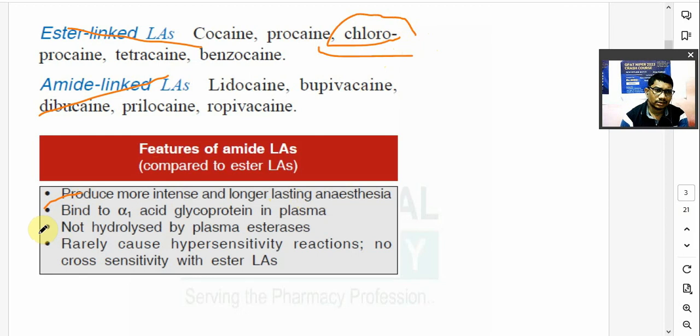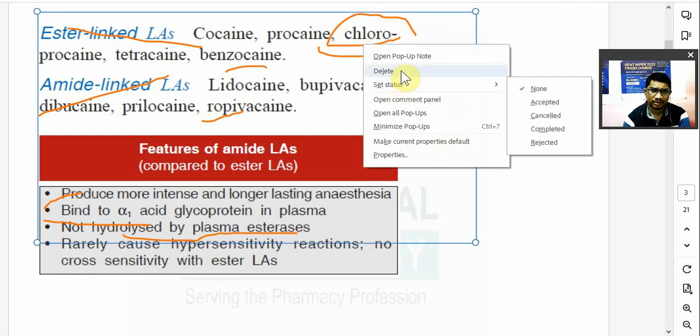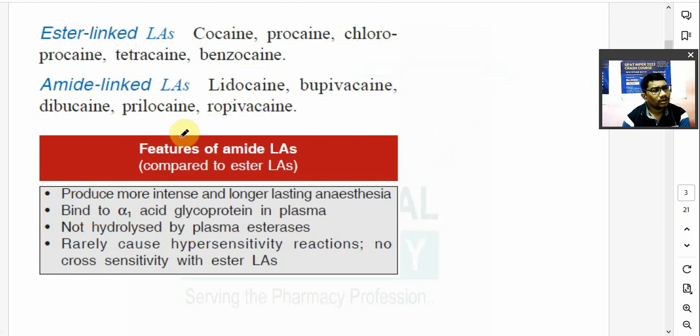Local anesthetics belonging to the amide class bind to alpha 1 acid glycoprotein in the plasma. So all these, lidocaine, bupivacaine, or any amide linkage containing local anesthetic, bind to alpha 1 acid glycoprotein. They are not hydrolyzed by plasma esterase.